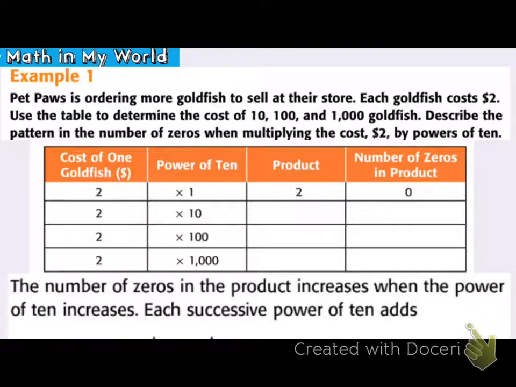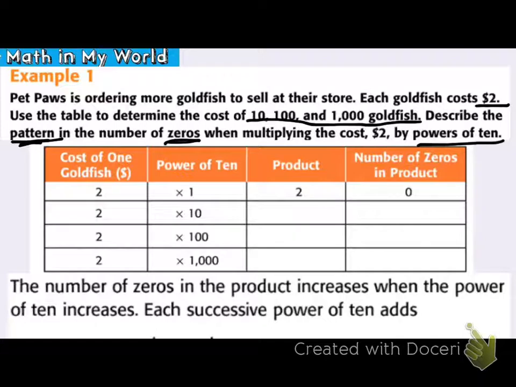All right, Math in My World, example number 1. Pet Paws is ordering more goldfish to sell at their store. Do you think that's because goldfish don't usually last very long? No, I'm just kidding. Each goldfish costs $2. Use the table to determine the cost of 10, 100, and 1,000 goldfish. Describe the pattern, oh, there's that word. Describe the pattern in the number of zeros when multiplying the cost $2 by powers of 10.